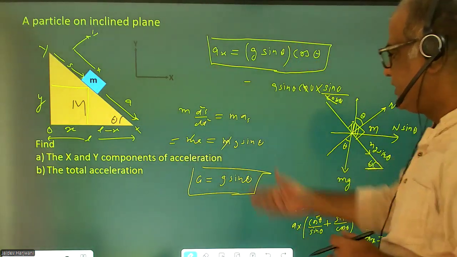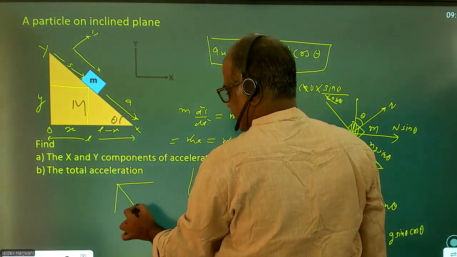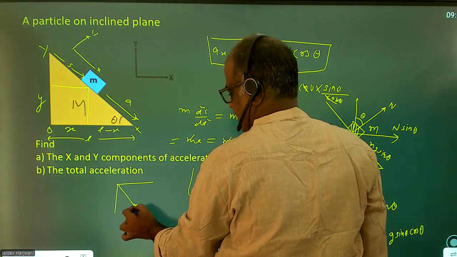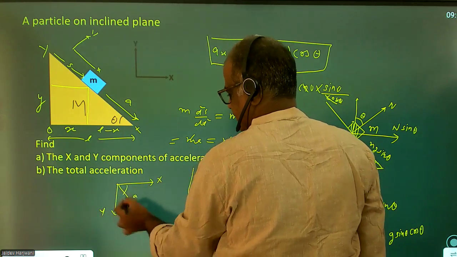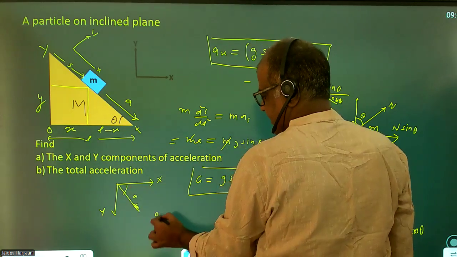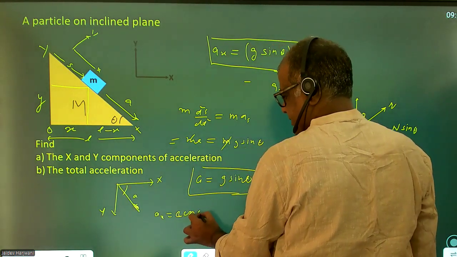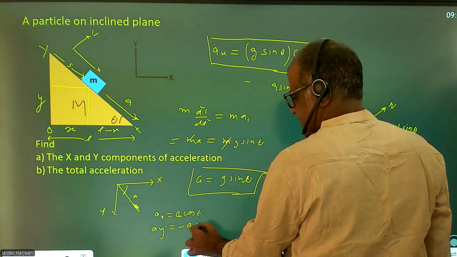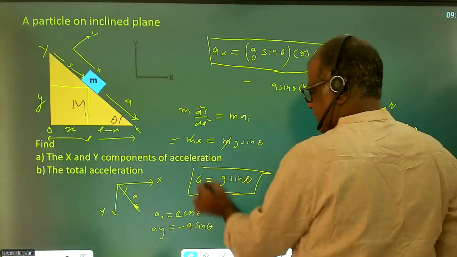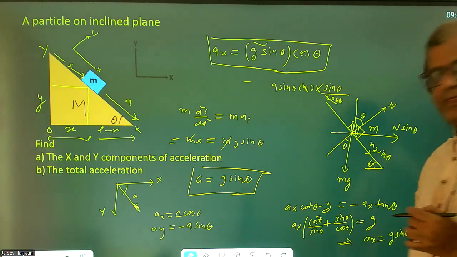And now if I want the x component, because I have chosen that this is my a, this is the x direction, this is the y direction. So automatically I can say my ax will be a cos theta, and ay will be minus a sin theta. Now a value is g sin theta.